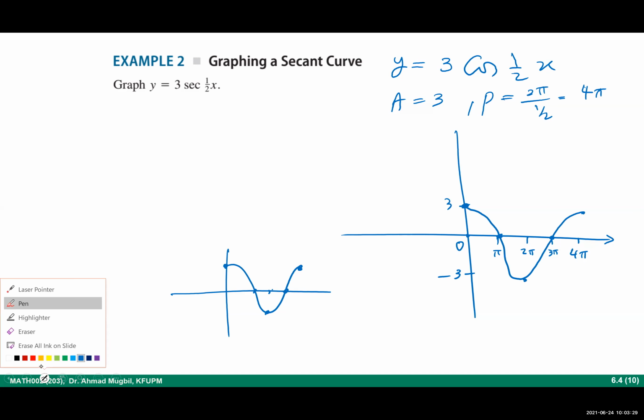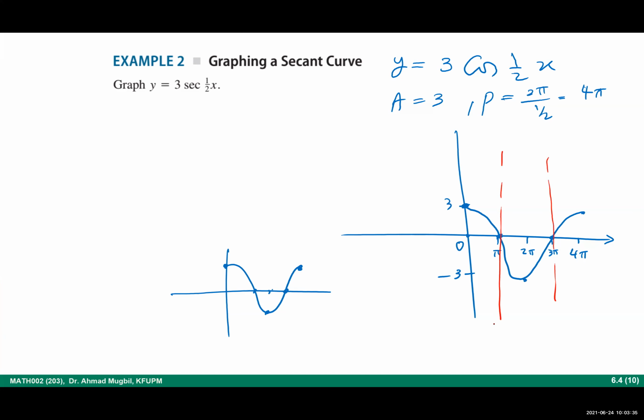Now to sketch the graph of secant, what we will do? At each x-intercept, we will have a vertical asymptote because cosine is 0 here. Then at each top, we will draw a cup, and each bottom, we will draw a cap. You can continue, of course, if you want, but this is enough for one period. Now, this is the graph that I'm looking for. As I said, you can continue this way, and so on.